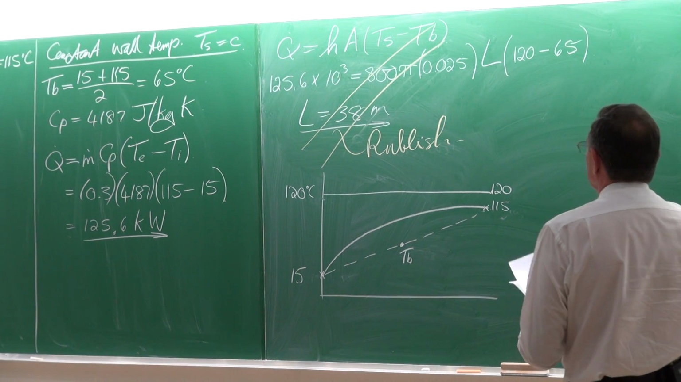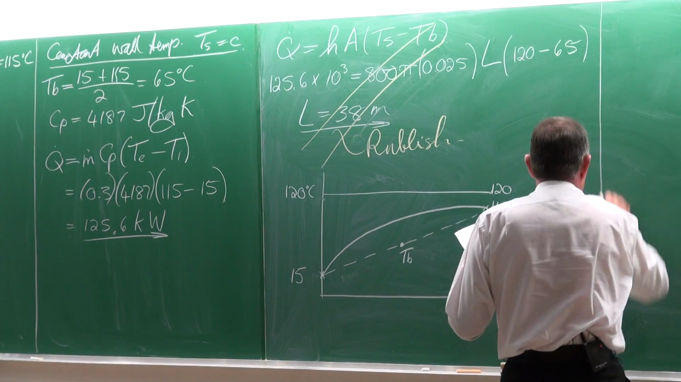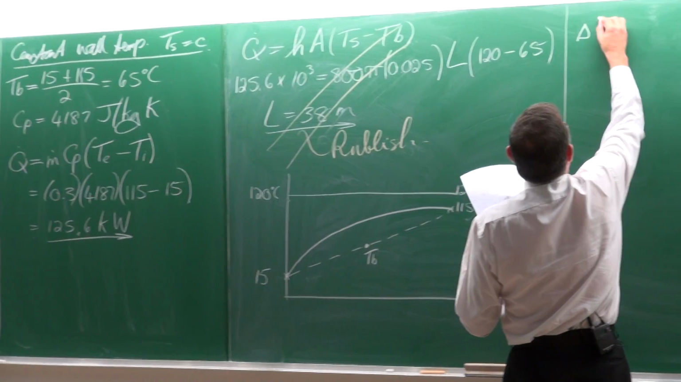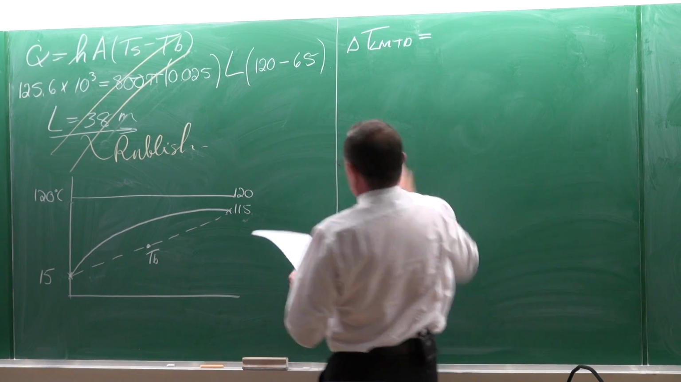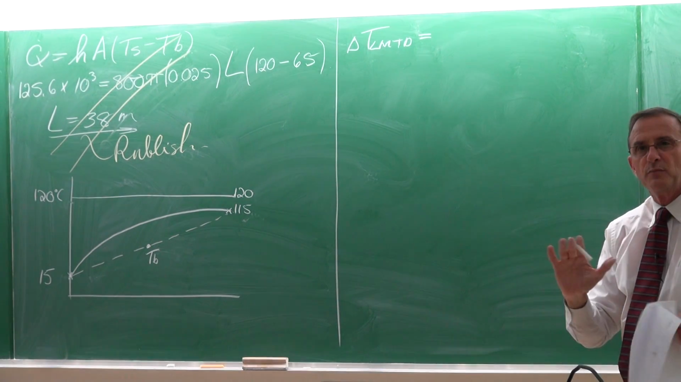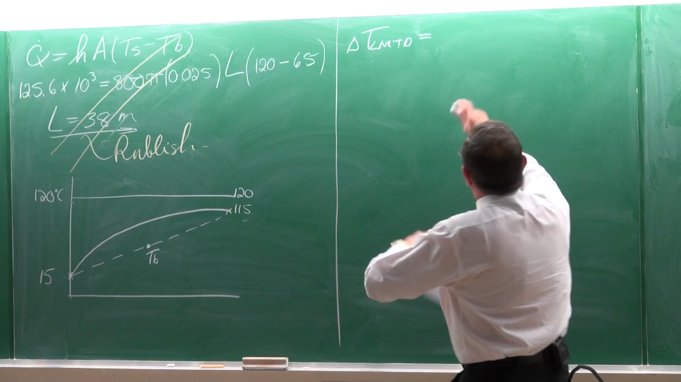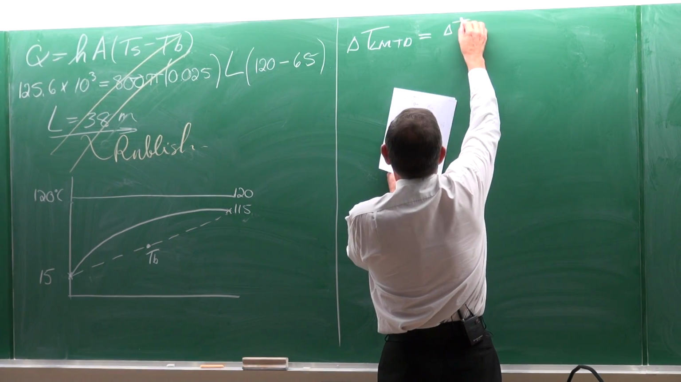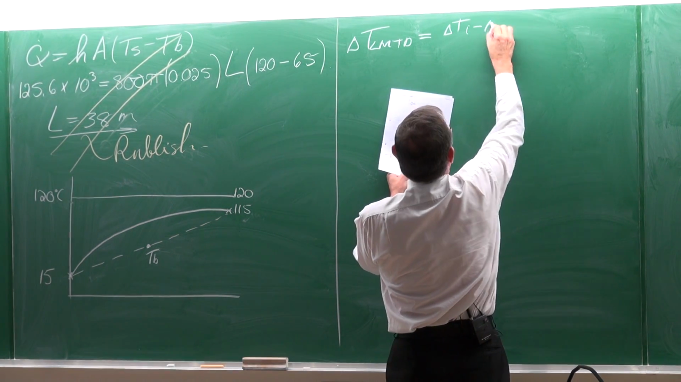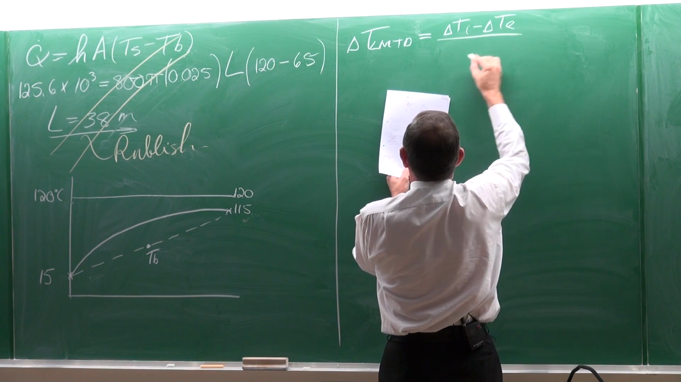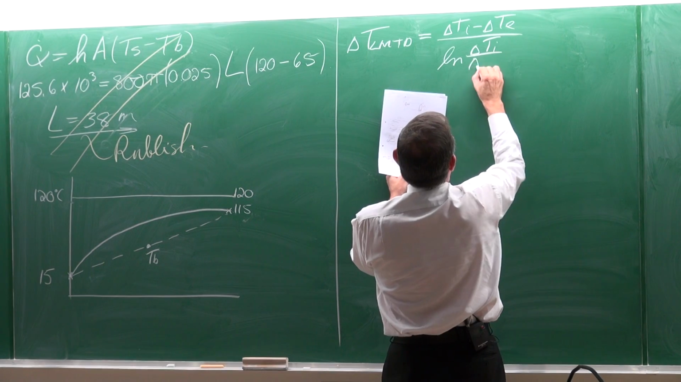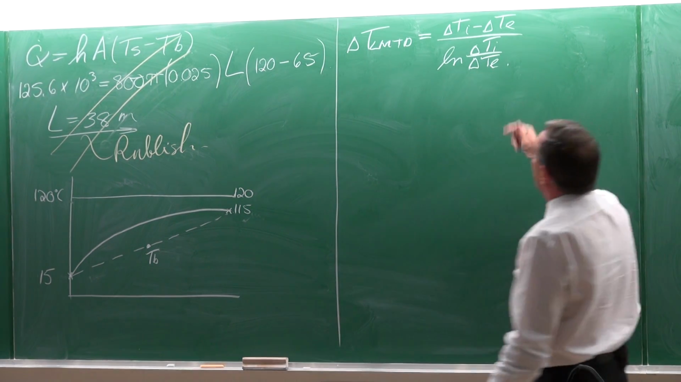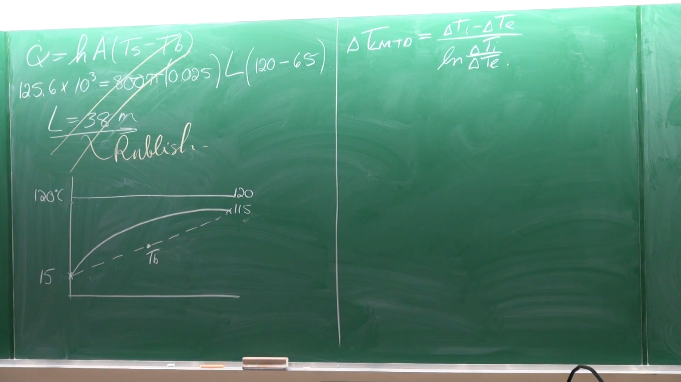So now let's see what happens when we use the LMTD. Many students have problems with the LMTD. The LMTD can be written as delta T at the inlet minus delta T at the outlet, divided by the ln of delta T at the inlet divided by delta T at the outlet, or different similar types of configurations.